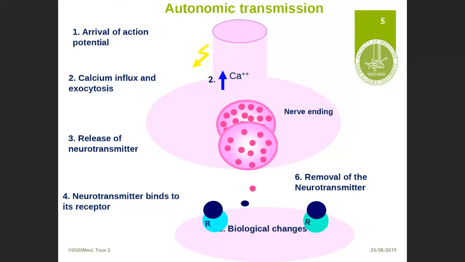So there is a big difference between sympathetic and parasympathetic transmission: when there is an action potential in the parasympathetic nervous system, the acetylcholine is not taken back again for storage. It is degraded by a specific enzyme while bound to the postsynaptic nerve membranes or even the effector cells. Is everybody clear about autonomic transmission in the parasympathetic system? Any question?